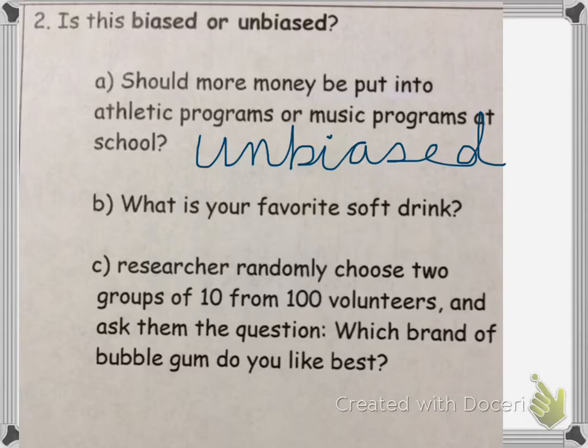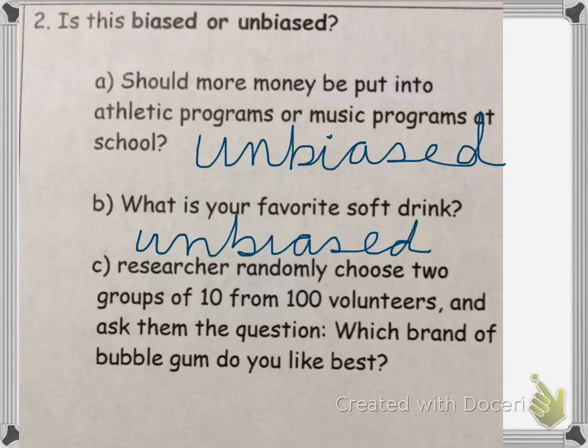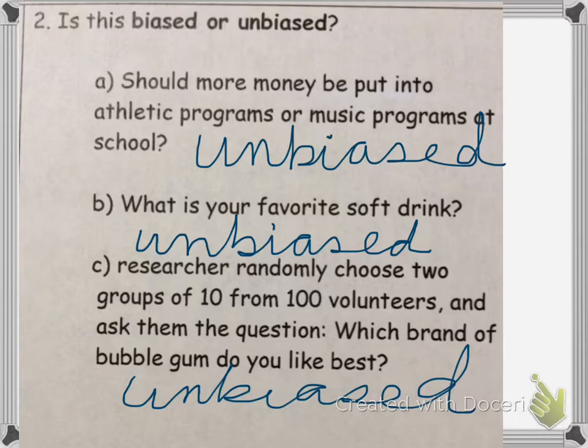B, what is your favorite soft drink? Again, the way it's written, as long as we're not asking specific groups, it seems to me like it's an unbiased question. And then C, researchers randomly choose 2 groups from 10 out of 100 volunteers and ask them the question, which brand of bubblegum do you like best? That one is definitely unbiased, even in the way that it selects its groups of people. So these were all unbiased examples, so maybe I should give you a biased example to make sure you know.